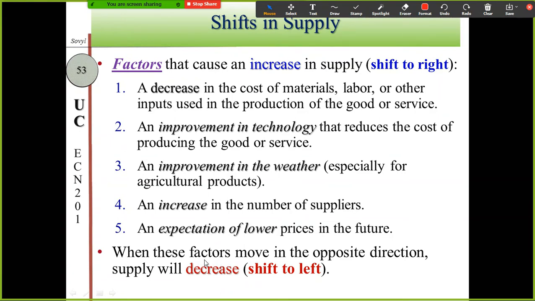However, when these factors or these determinants move in the opposite direction, supply will decrease or supply will fall, and the curve will move to the left hand side. Okay, so again I was a little bit bold here. When this original is here, decrease, but we're talking about the opposite, it should be increase. Improvement, maybe not improvement. Worse technology, worse weather, fewer suppliers, maybe expectation of a high price in the future. If you are a seller and you expect that next month your product will be at a high price, maybe you keep your product today and don't sell more. You keep it for next month, because with a high price next month you will sell more. That's why when this factor changes in terms of direction, your supply will drop down, and the curve will move to the left hand side.